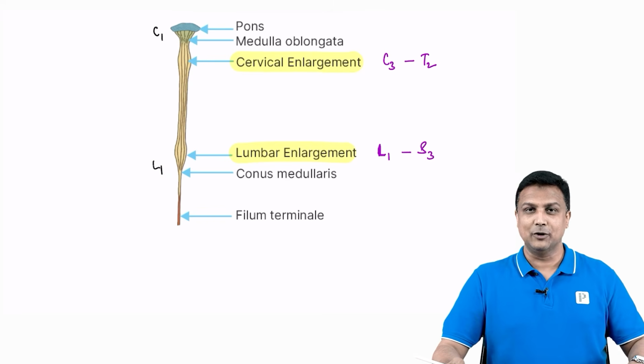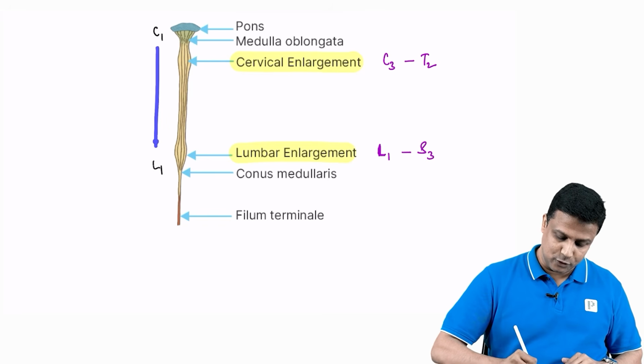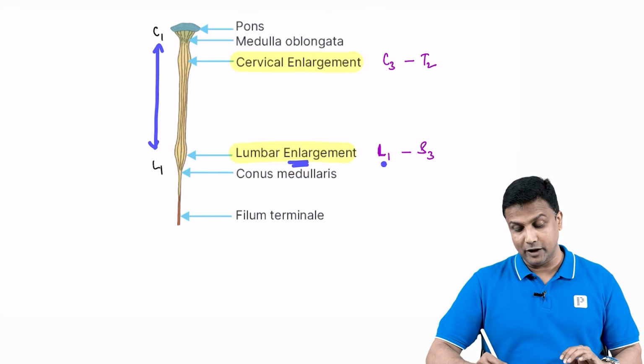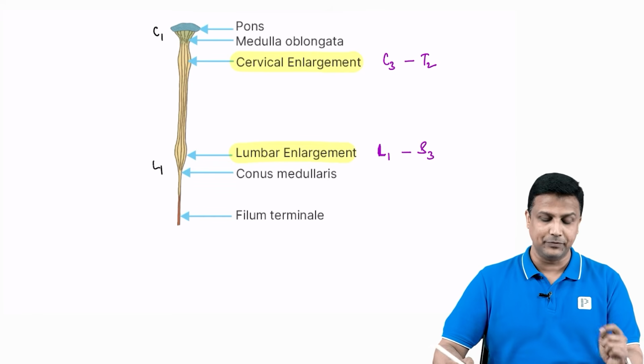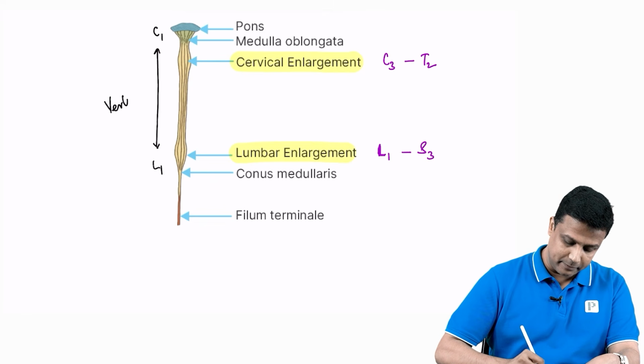I just now said you that the spinal cord is extending from C1 to L1. But now I'm telling you that the lumbar enlargement is from L1 to S3. How is it possible? Please remember that whatever extent of the spinal cord I told you from C1 to L1, that is with respect to vertebrae.